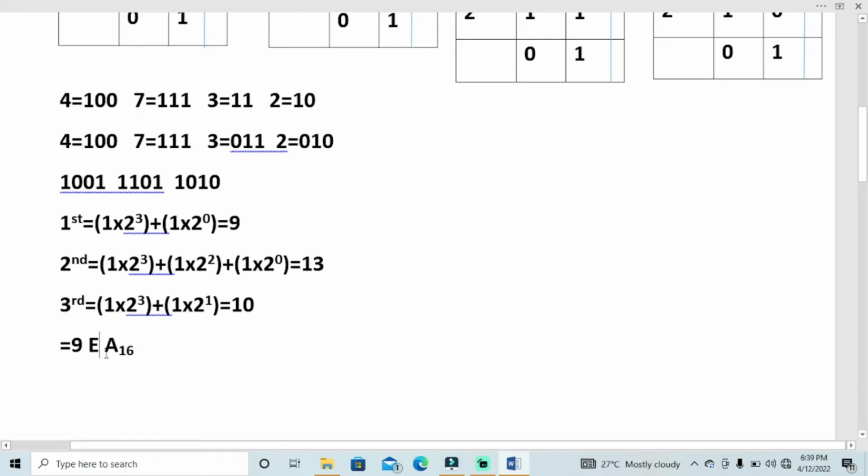And if you don't understand why we write 13 as D and 10 as A when we are writing the hexadecimal, I would also recommend you watch a video. The link will be in the description. It's called Introduction to the Number Systems. It will help you understand and not face any difficulties when tackling these kinds of questions.